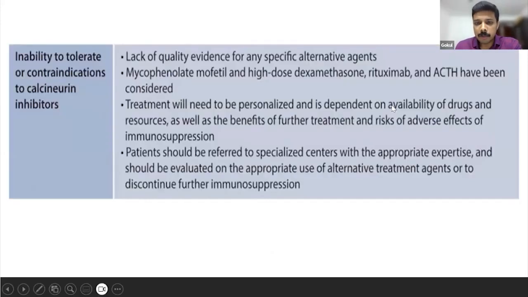So the guidelines say there is a lack of quality evidence for any specific alternative agents when the patient is intolerant to CNIs. What we can try is MMF and high-dose dexamethasone, rituximab, ACTH. All these can be considered. But in all these conditions, the treatment will have to be personalized. It is dependent on the availability of drugs and resources, the benefits of further treatment, and the risk of immunosuppression. In that case, the patient should be referred to a specialized center or can be enrolled in clinical trials.